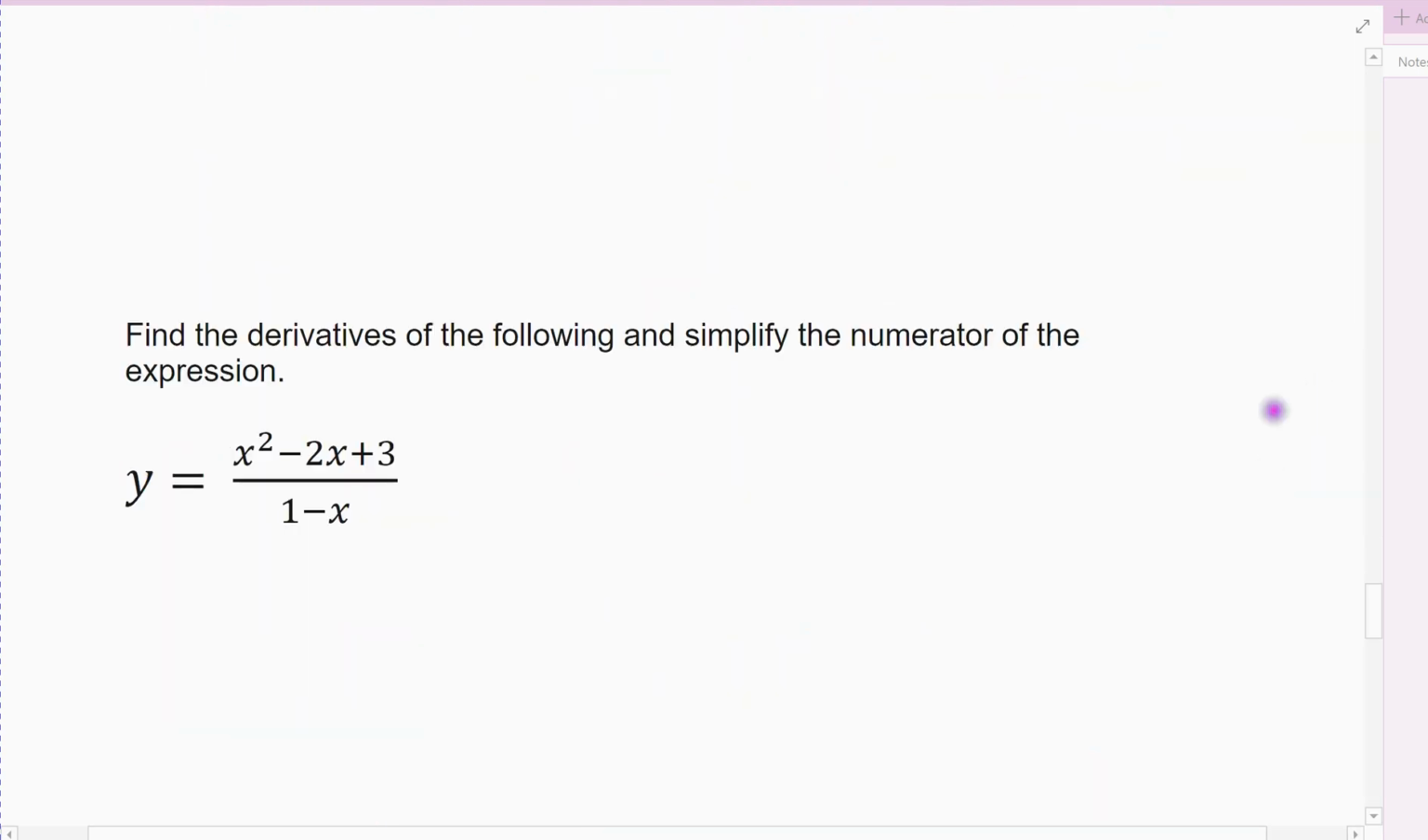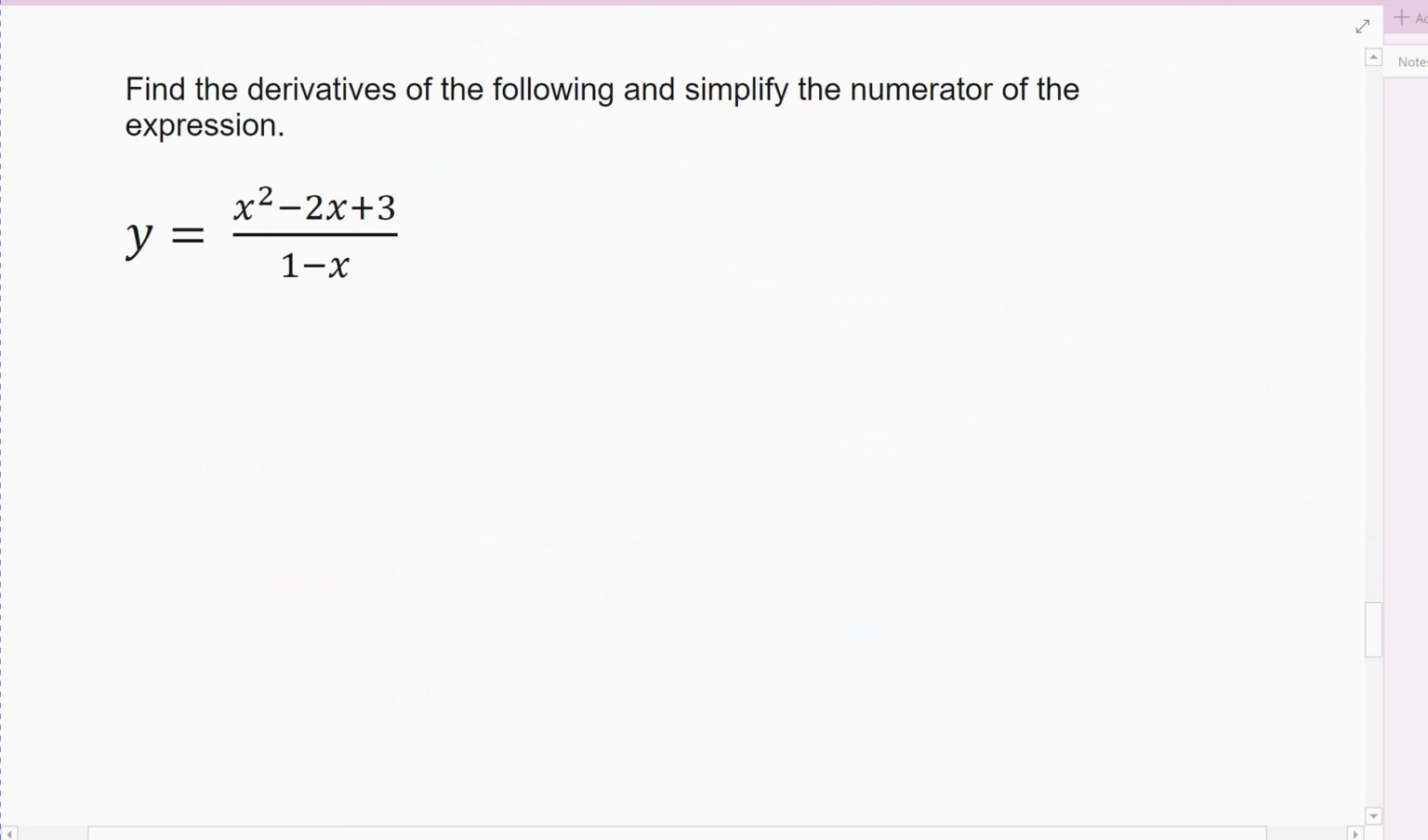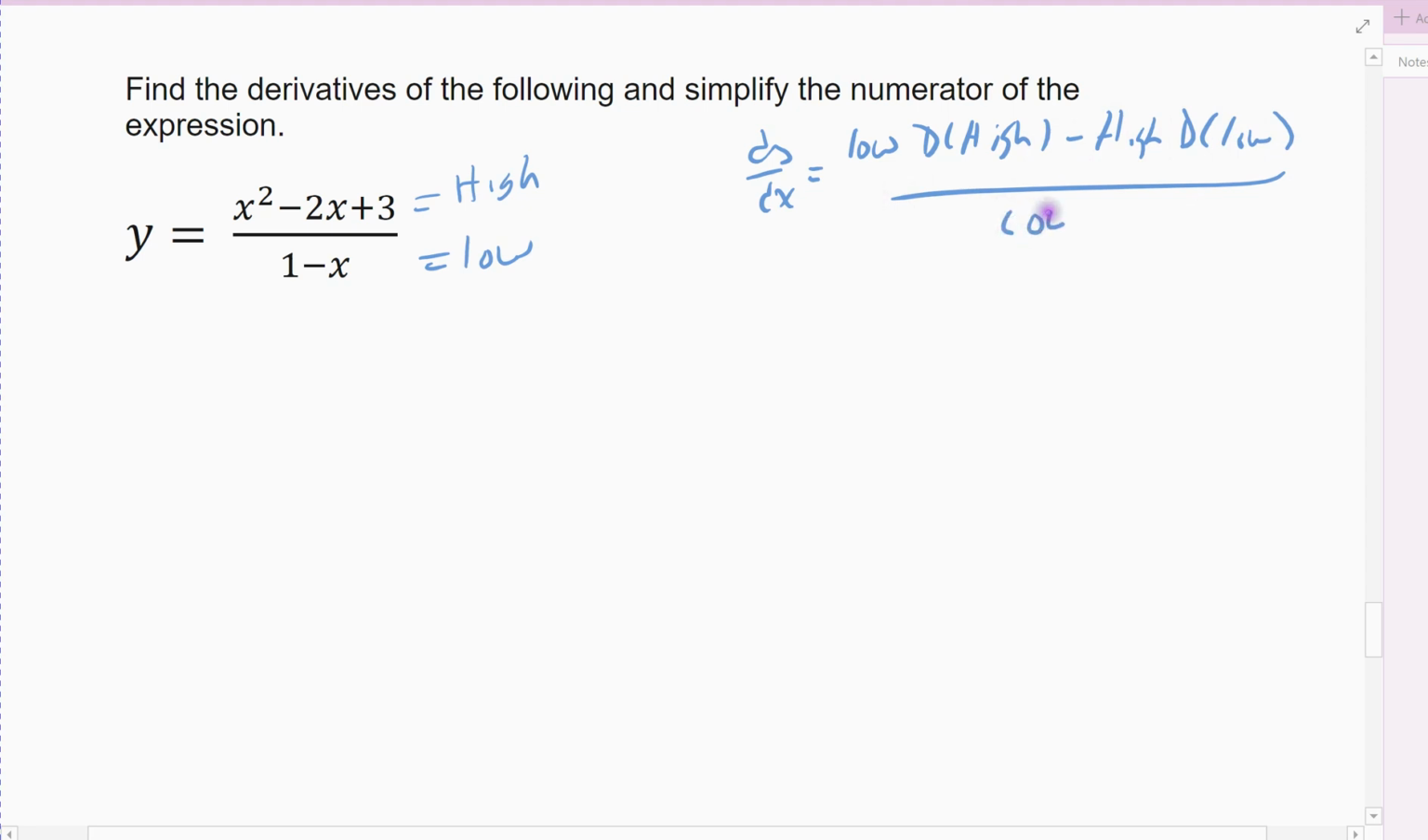All right, let's do the second example. Find the derivative, simplify the numerator. So that's always going to be the case. You're always going to have to simplify the numerator. So this is the high function. This is the low function. So again, the rule is it's the low d high minus the high d low over the low squared. D stands for derivative. So those are my two derivative expressions.